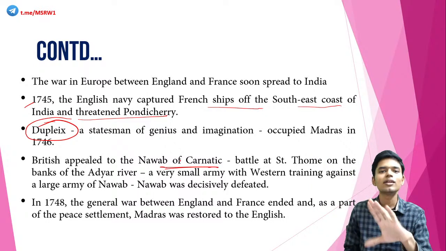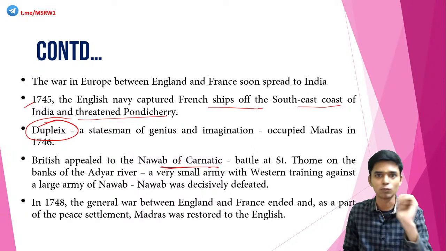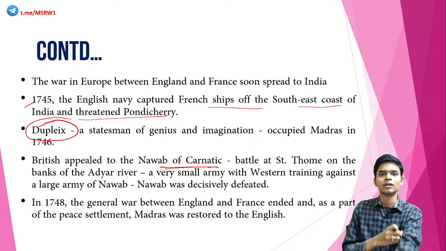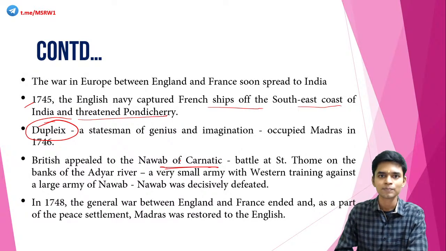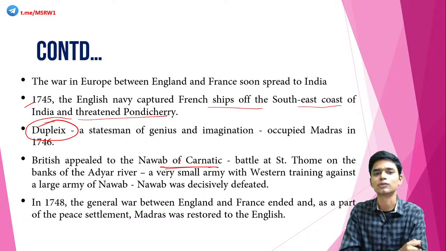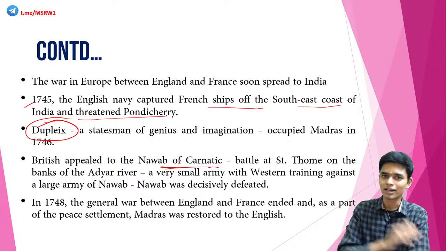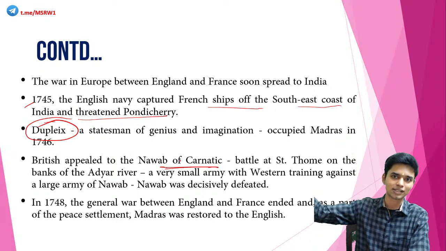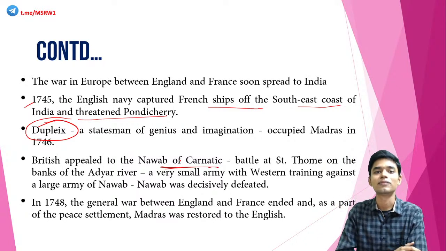Okay, so what did the Nawab do? He took a force of around 10,000 soldiers and marched into Saint Thome. Saint Thome is the battleground. It is on the banks of the river Adayar, and here he was met by a very small French force, less than 1,000 people. The Nawab's army of 10,000 plus troops against around 1,000 people from the French.